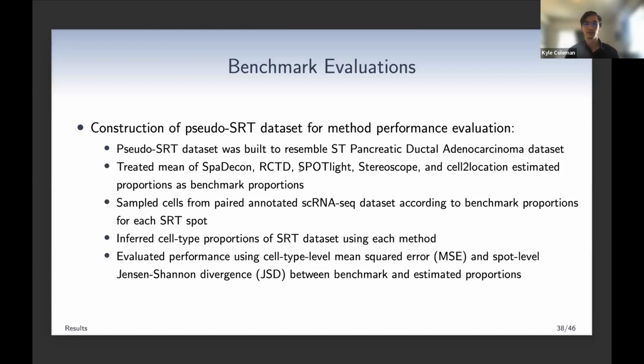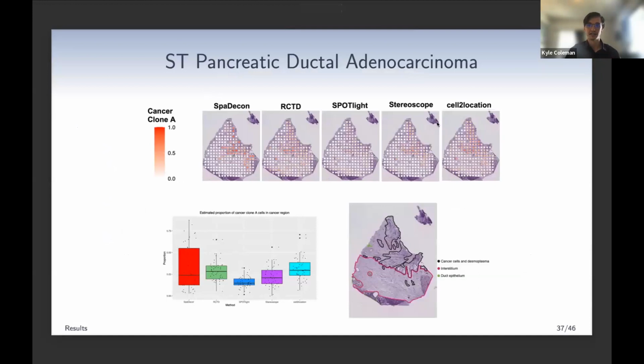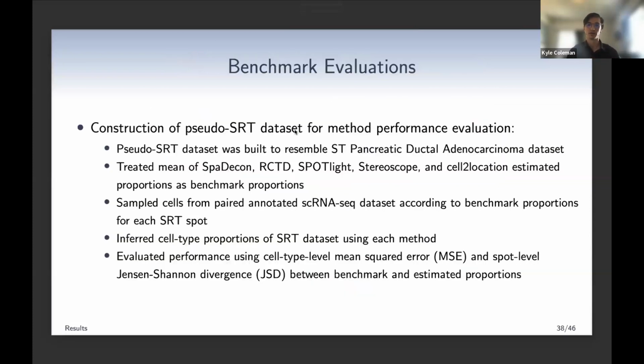So we constructed the pseudo SRT dataset to resemble the ST pancreatic ductal adenocarcinoma dataset that I described on the last slide. We treated the mean of the SpaDecon, RCTD, Spotlight, and stereoscope and cell2location estimated proportions as the benchmark proportions. So for each of these methods, we ran them on the real ST pancreatic ductal adenocarcinoma dataset and took the means of their estimated proportions across all spots in order to construct our benchmark proportions.